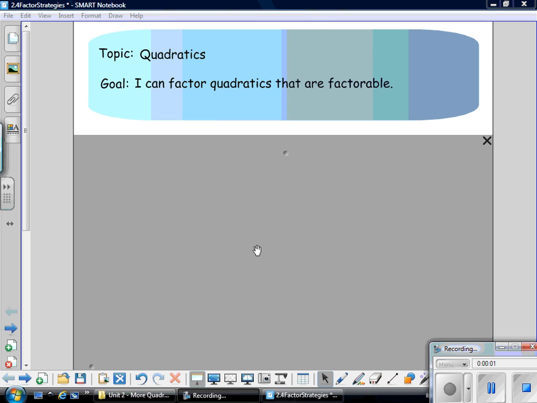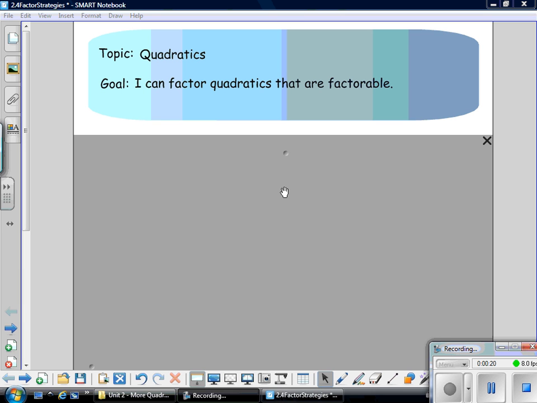All right, so this is the actual last lesson, particularly dealing with factoring quadratics. The next lesson we'll deal with we factor and then do something else with that factored form. Now, the goal is I can factor quadratics that are factorable. So we're always going to assume that they are factorable in some respects.